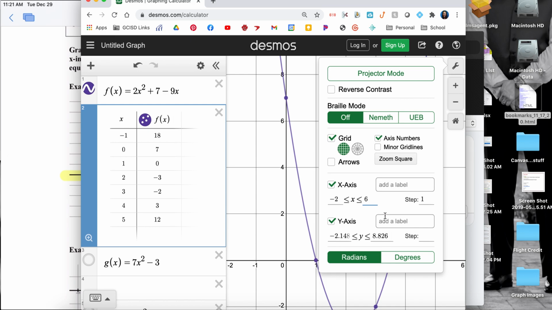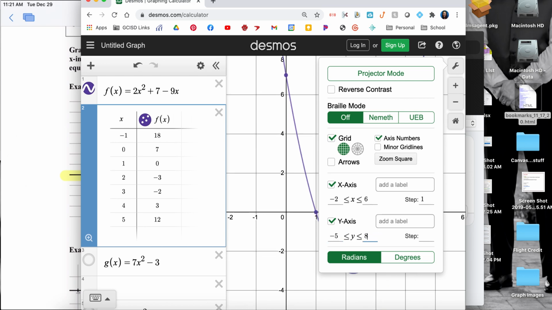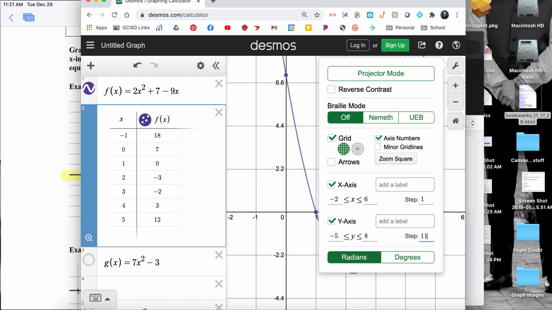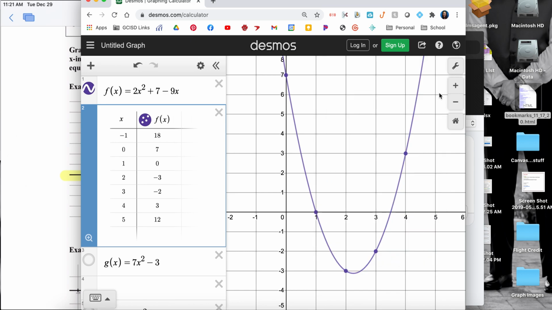graph anyways. Okay. For my y-axis, it looks like we're going down to about a -5, and all the way up to a +8. Even though you can't see -5 and 8, you are stepping by ones. Okay, ones, there we go. You can hit the wrench again to turn that off. Okay, your graph should look exactly like what's on this.